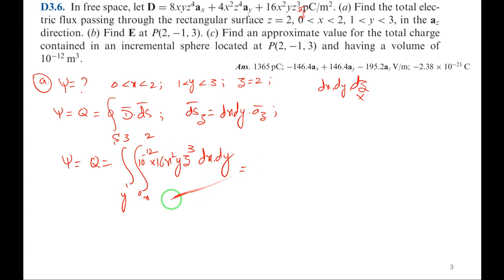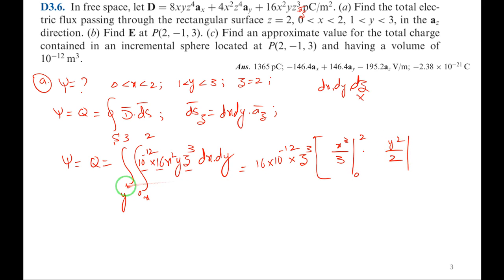Take the constants outside with respect to x and y. z can be taken out because we are integrating with respect to x and y. So this is constant, 16 is constant, this is constant. So take the constants out. 16 into 10 power minus 12 into z cube. Take it outside, then try to integrate with respect to the other terms. So integration with respect to x, I will do x cube by 3 first, and the limits of x are from 0 to 2. Then next, integrate with respect to y. y is y square by 2. Limits of y is from 1 to 3.